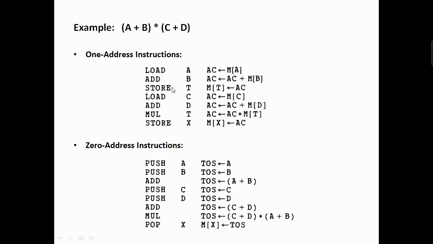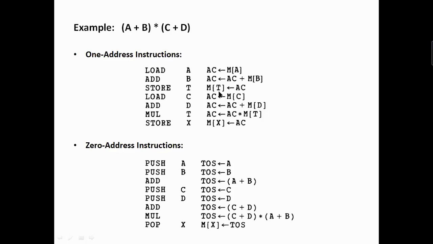So first we need to store, at some location in memory, for example T, the contents of the accumulator, that is A plus B. Then we have C and D. So first we will load C, then add D to the accumulator. Then we have C plus D in the accumulator and A plus B at location T.